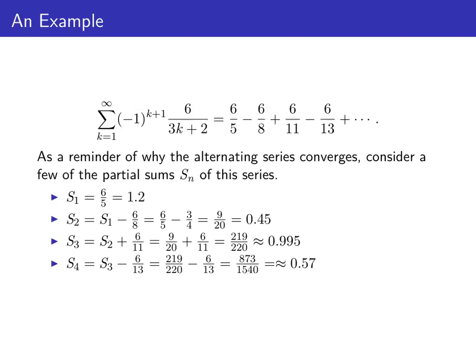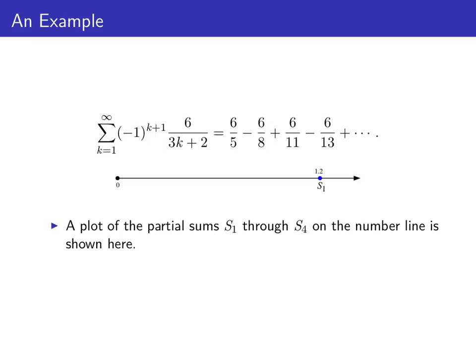And if we plot these partial sums, S1 through S4 on the number line, we can see that S1 is about 1.2, S2 is about 0.45, S3 is about 0.99, S4 is about 0.57.